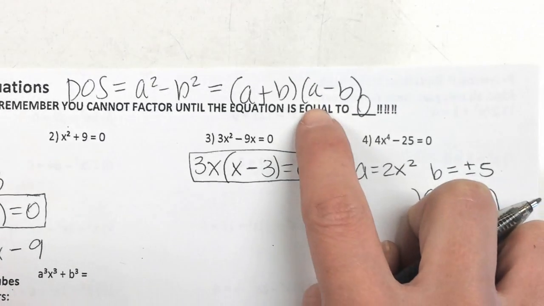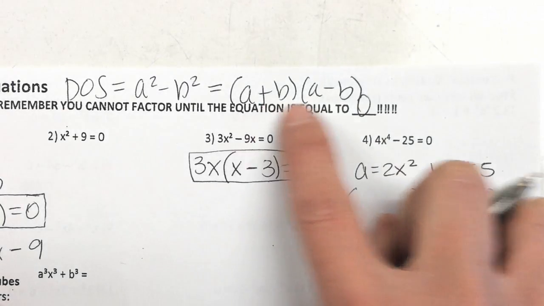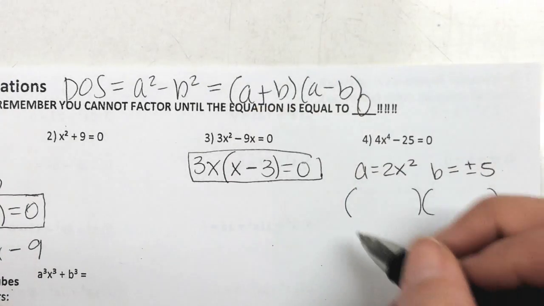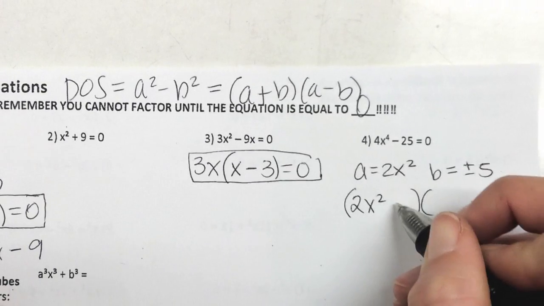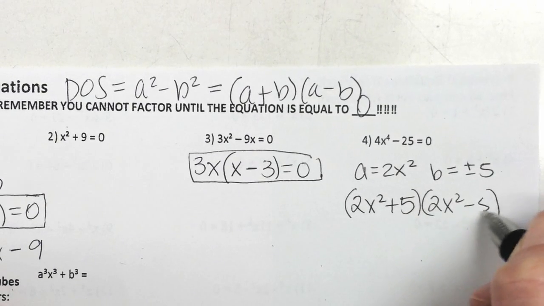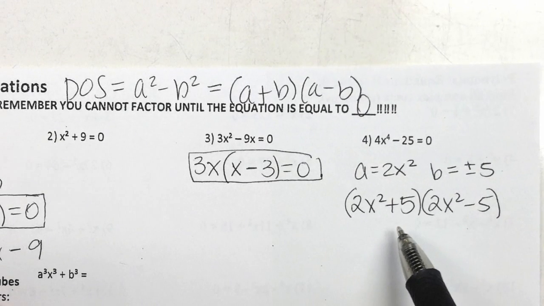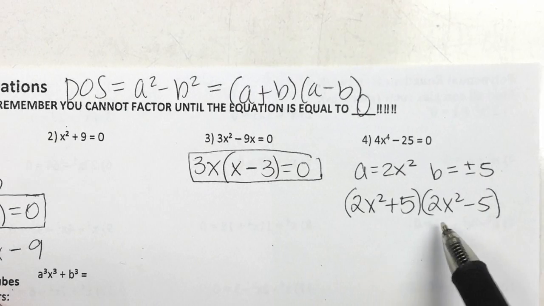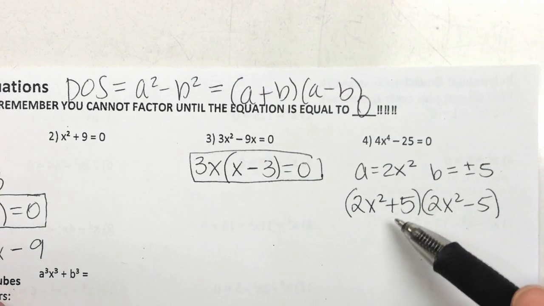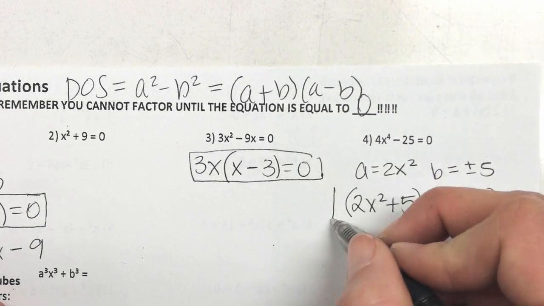So for this problem, we have our a and our b. Now all we have to do is fill it in. So it'd be what? And it wouldn't matter what order you put these in. If you wanted to put 2x squared minus 5 first, you could. So the order of these doesn't matter as long as you have a plus and a minus, because we need the middle terms to cancel out. Questions about that one?